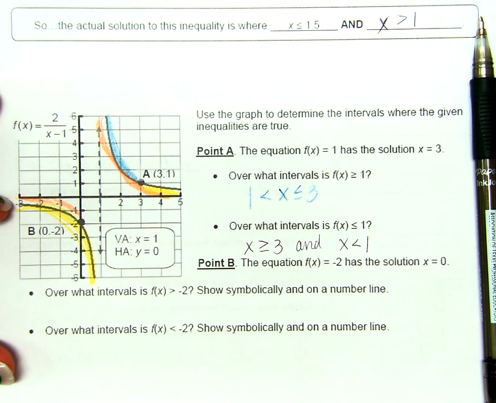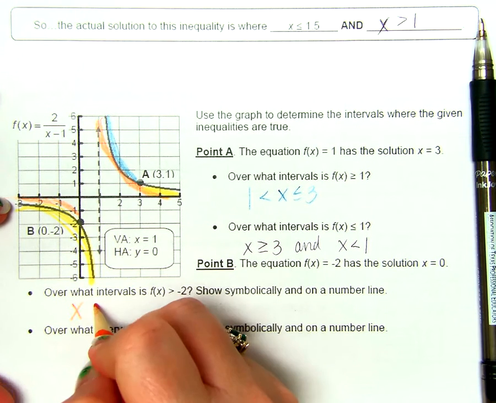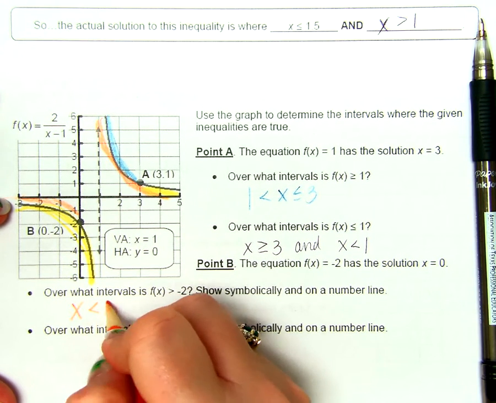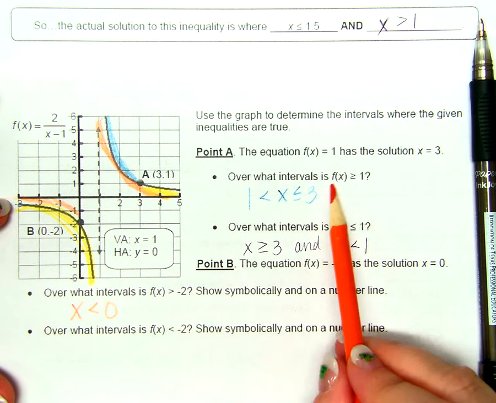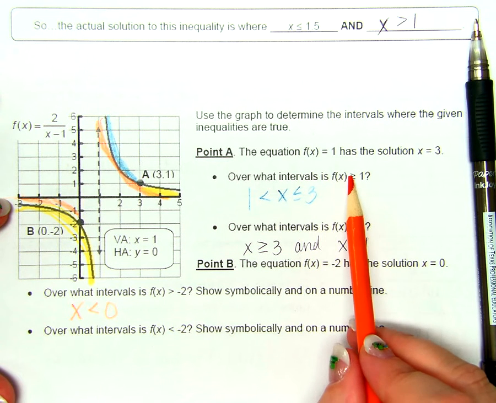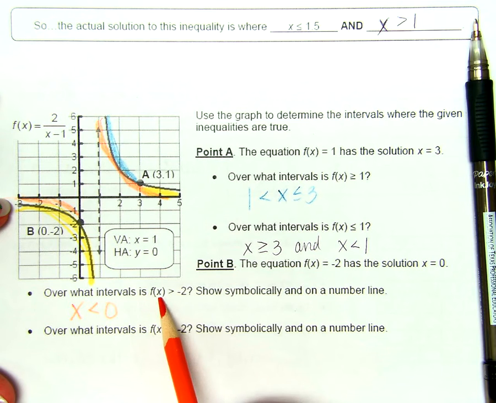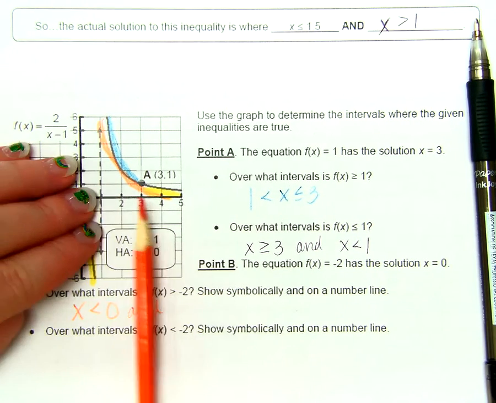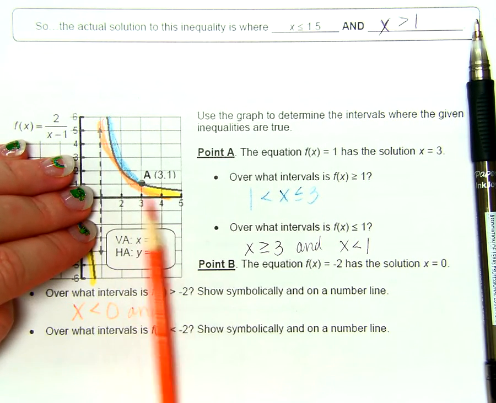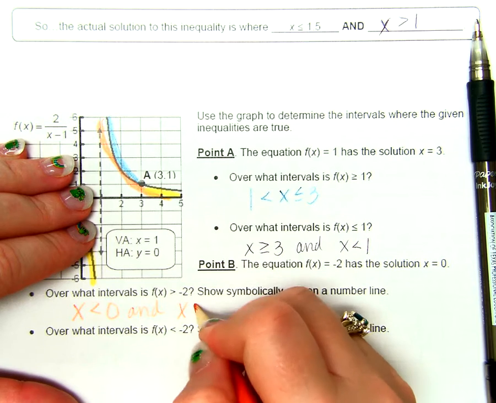How do we say that? Less than 0, right? X is less than 0. Because see how it's asking me a different question this time? It was asking me where is it when the function is greater than or equal to 1. Now it's saying when is it greater than negative 2. So that affects my sign here as well. Okay? And where else is it? What other x values is it? X is greater than 1.